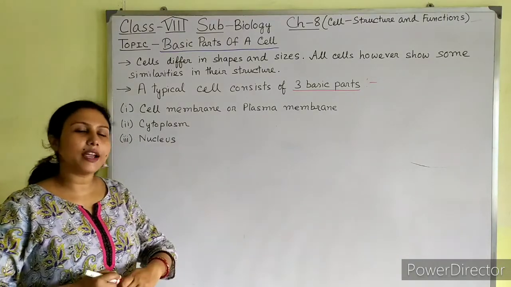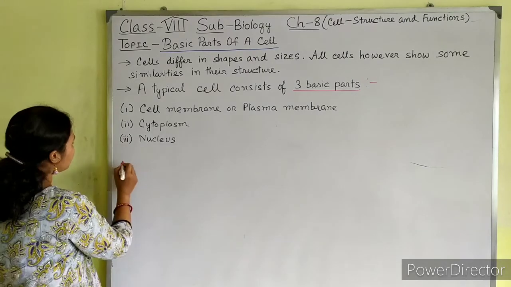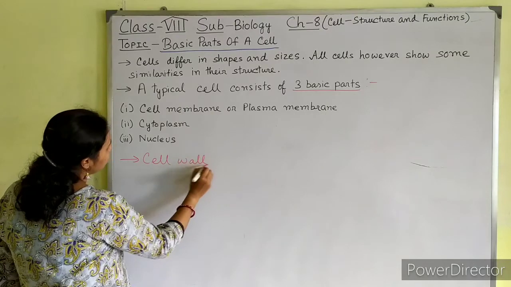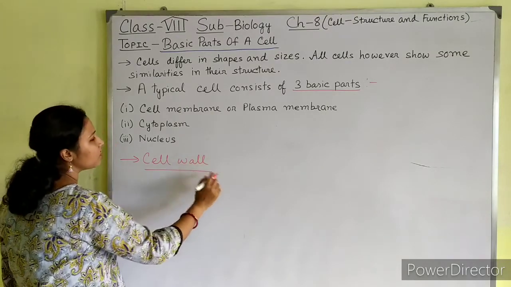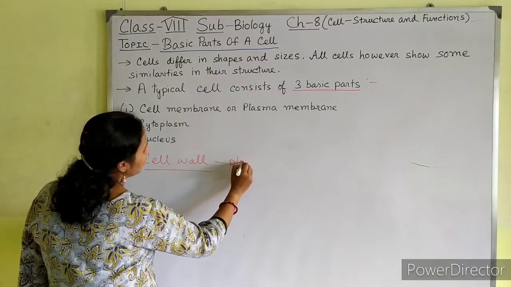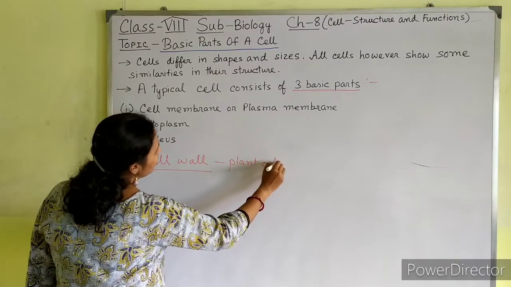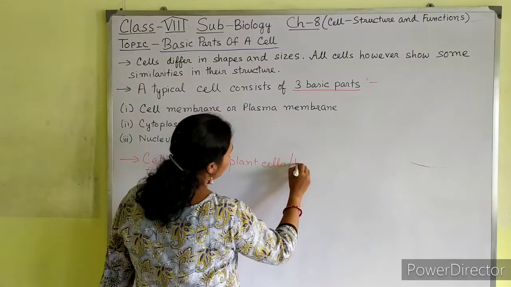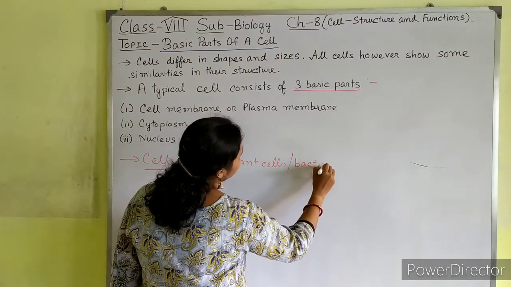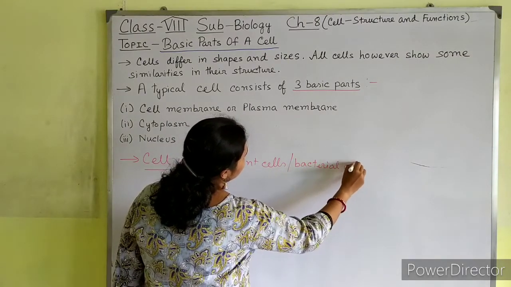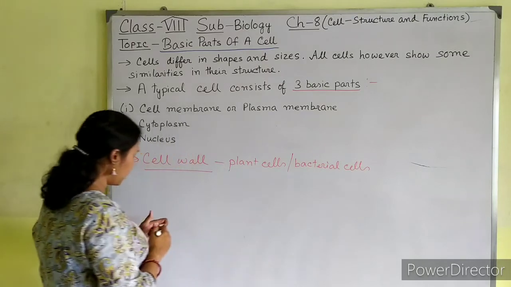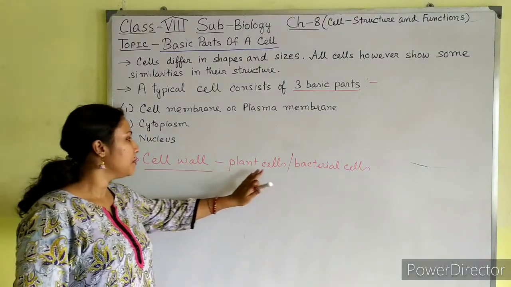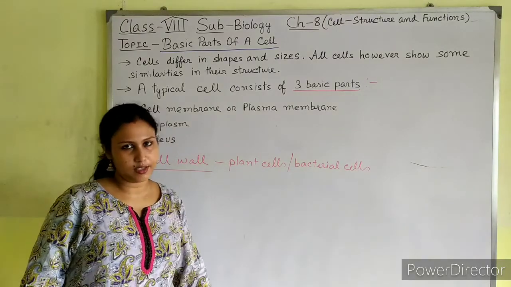Now students, I would like to tell you about another structure called the cell wall. This structure is present only in plant cells or bacterial cells. So apart from these three structures, the cell wall is present in plant cells or bacterial cells.